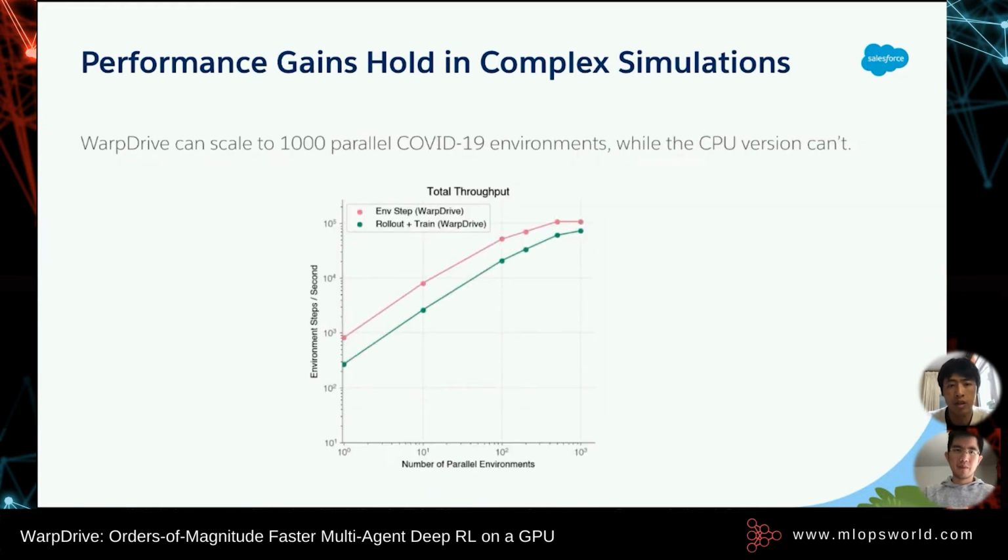And as I just mentioned, we can scale up to almost 600 parallel COVID-19 environments. Up to 500 or 600, it is almost going linearly upwards in terms of speed, while the CPU version definitely cannot.